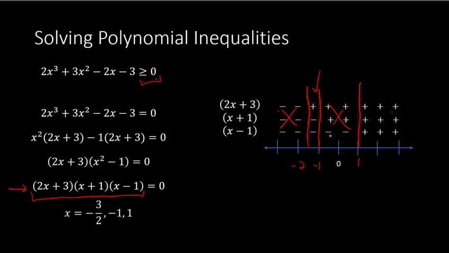It would be a negative answer, so that would not work. And the far right side would work. Over here from 1 to infinity, that would work, because we have 3 positive numbers multiplied together, and that would give you a positive number. That would be bigger than 0. So we have 2 different intervals that would work.